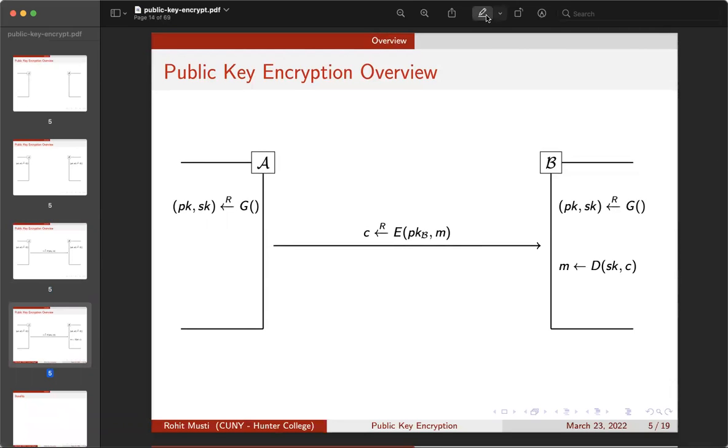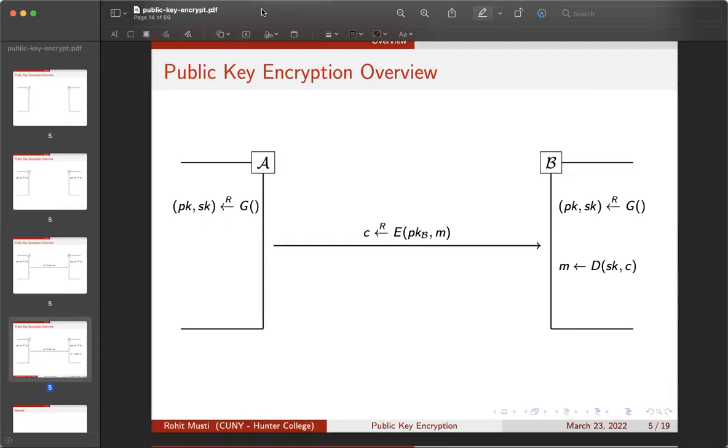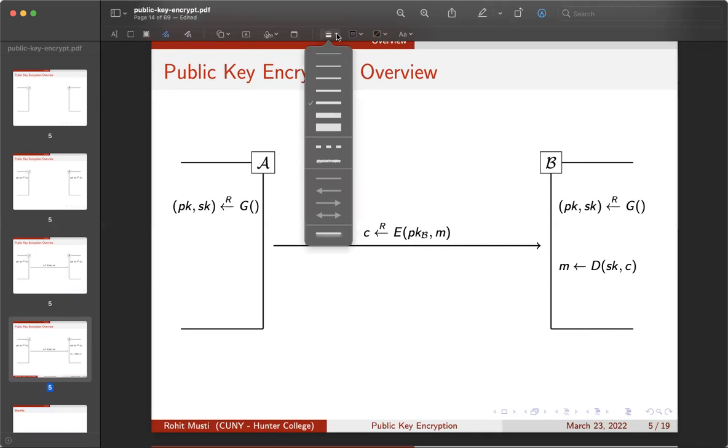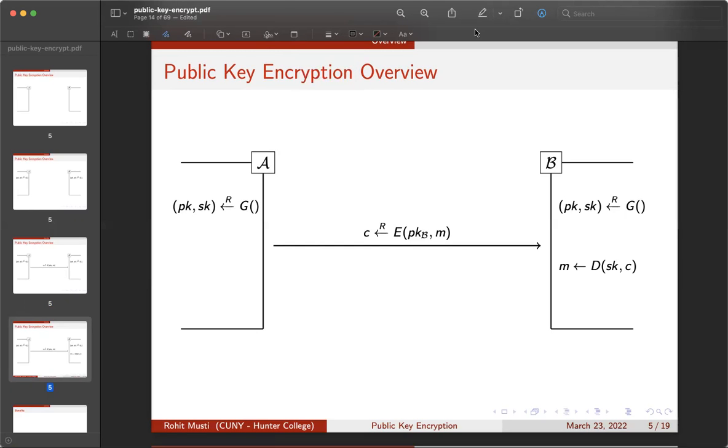Let's come up with an example. So let's say our public key, let's say our, find the right pen. Sorry, Zoom is being a little bit buggy right now.